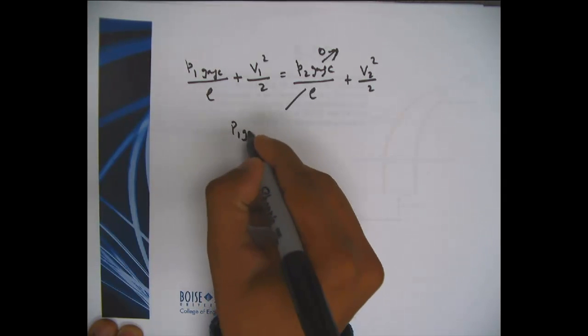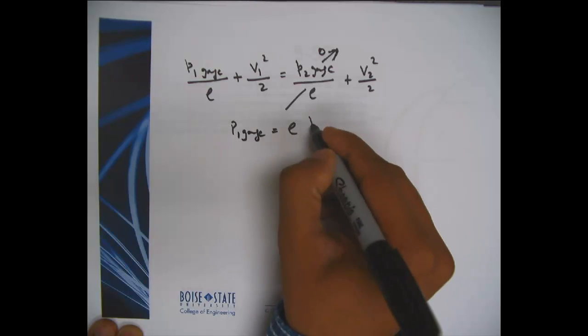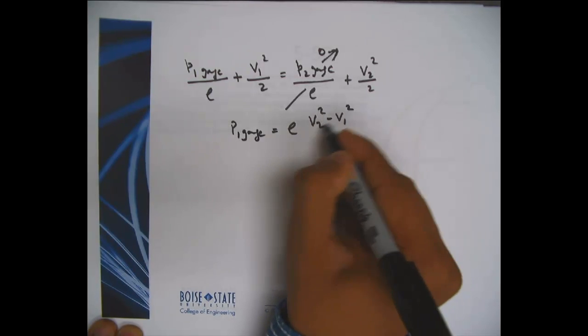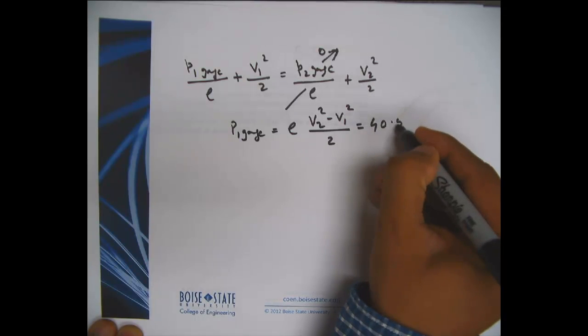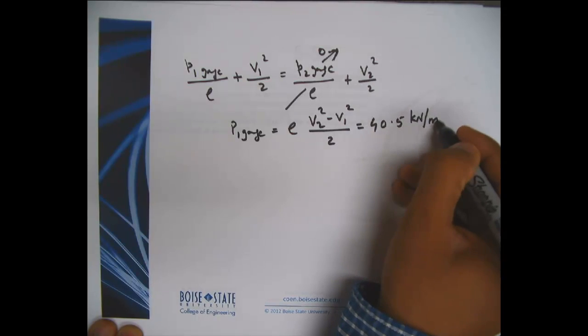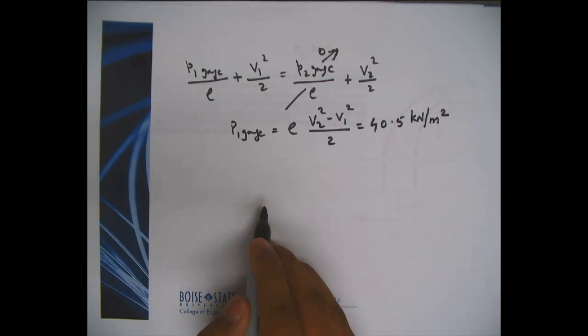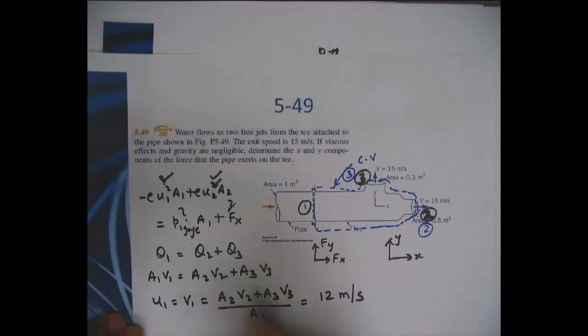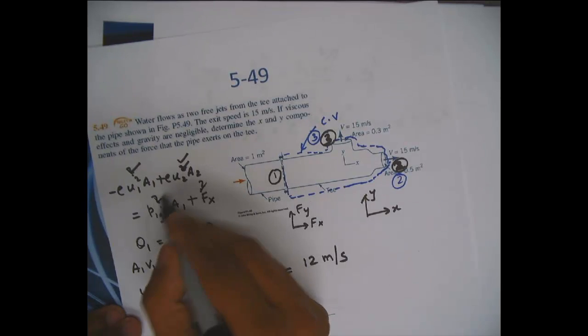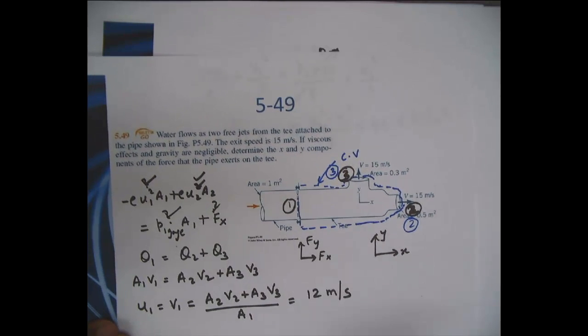So P1 gauge, if you put in the numbers and do this, you should end up with 40.5 kilonewton per meter square, or kilopascals. So you see that in the previous equation, from all the different unknowns, we now ended up with only one unknown in this equation. We have also determined P1 gauge. So now we can solve it.